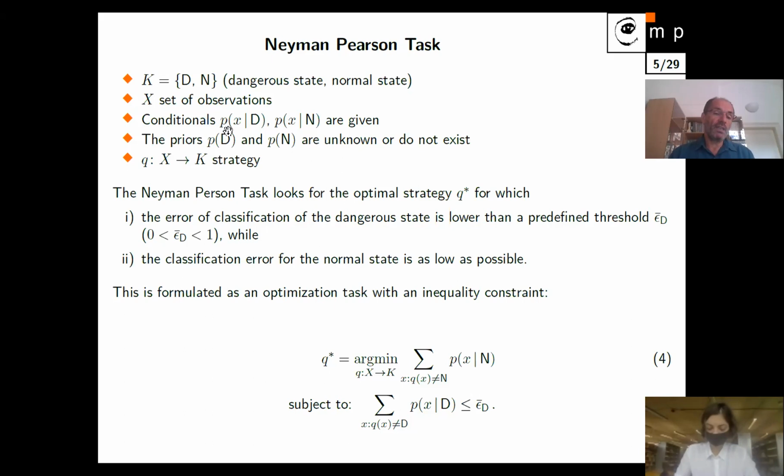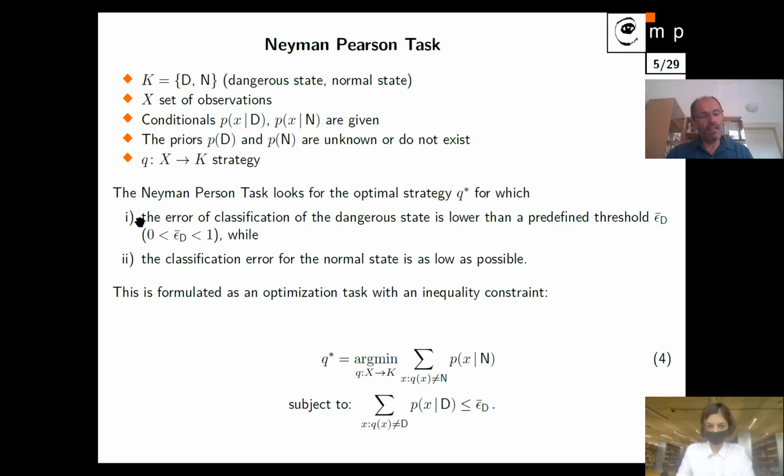And for the treatment, for the effective pill, you expect some weight reduction, which will be quite important. But you want to avoid all sorts of costs associated with mistaken decisions. So the Neyman-Pearson task looks for an optimal strategy, which is defined in the following way.